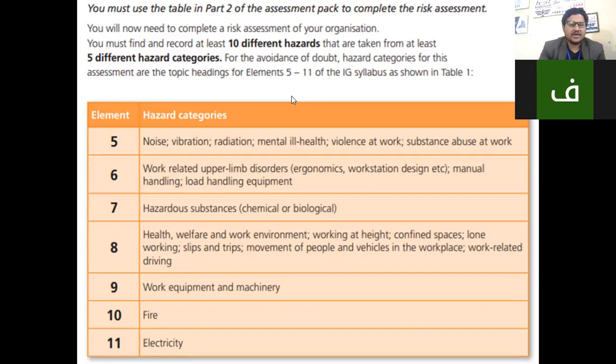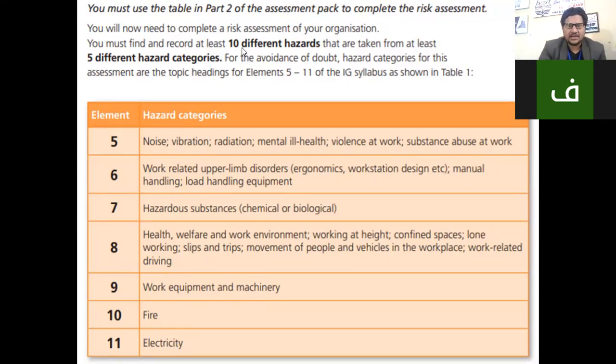Now look, we have elements 5, 6, 7, 8, 9, 10, 11, and there are hazard categories. We have hazard categories like noise, vibration, radiation, mental ill health, violence at work, substance abuse, work-related upper limb disorder like ergonomics, workstation design, manual handling, load handling equipment, hazardous substances, health, welfare, and work equipment like working at height, confined space, lone workers, slips and trips, movement of people and vehicles in the workplace, work-related driving, work equipment and machinery, fire, electricity.